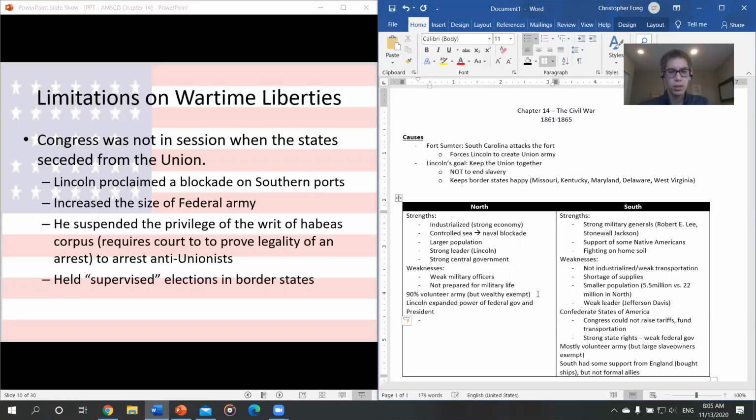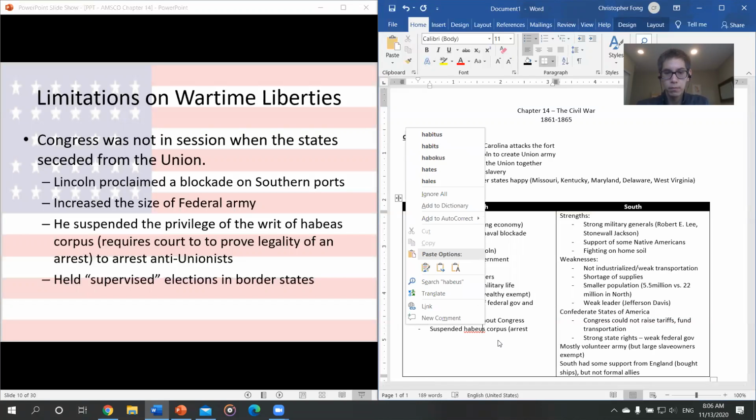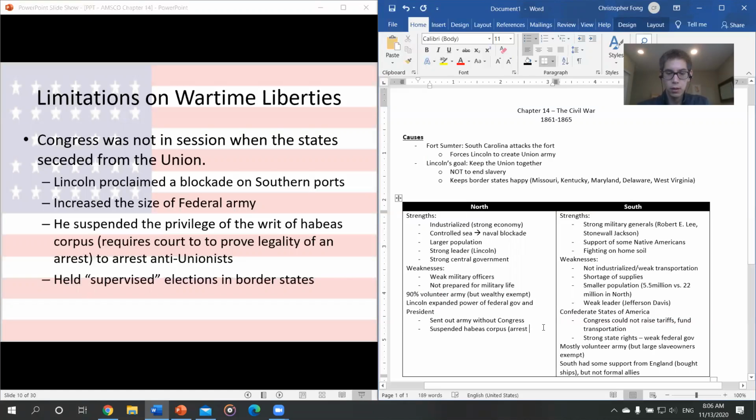So he sent out the army without Congress's permission. The big one is that he suspended the writ of habeas corpus, which meant, again, that he could arrest people without evidence.